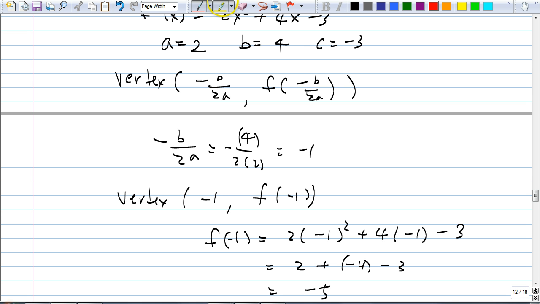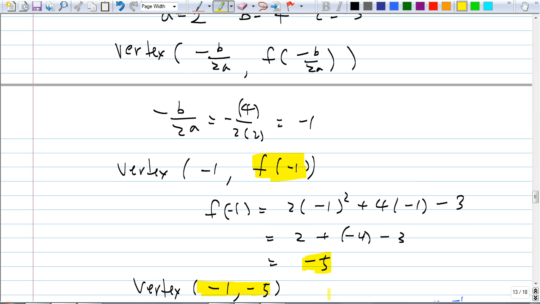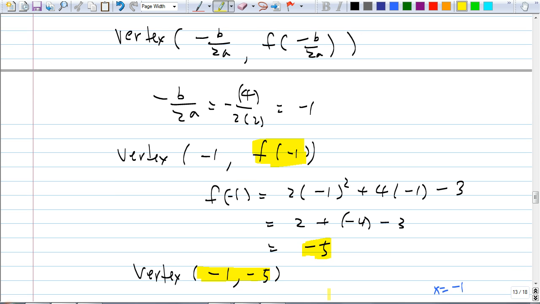Hey guys, look. Isn't this where f of -1 came out? Right here. What's f of -1? -5. So what's the vertex? -1, -5. Any question, class? If you know your vertex, listen, you're really done with everything else, because the vertex gives you the axis of symmetry and the minimum or the maximum value.